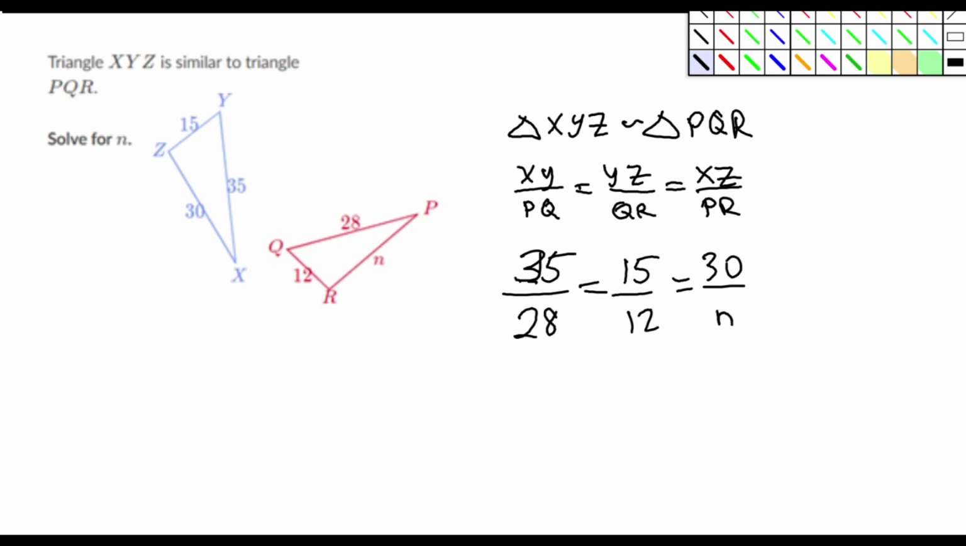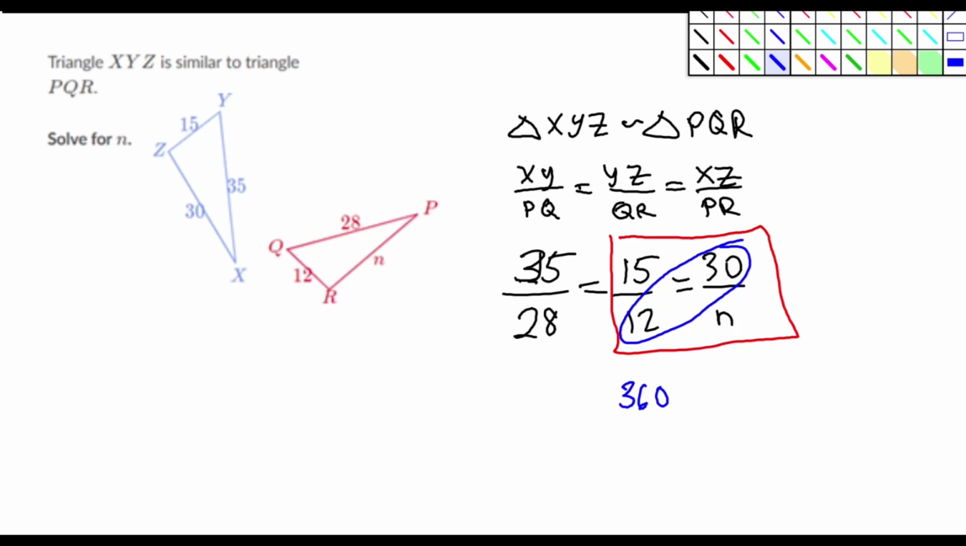So like I said before, once you get to here, pick which one you want to solve. I am going to solve this proportion right here. That one looks pretty simple. So let's multiply the means and extremes. My means is going to be 30 times 12, which is 360. And that has to equal the extremes. That should be 15n. And then do a little algebra, divide by 15, and you're done with this problem.